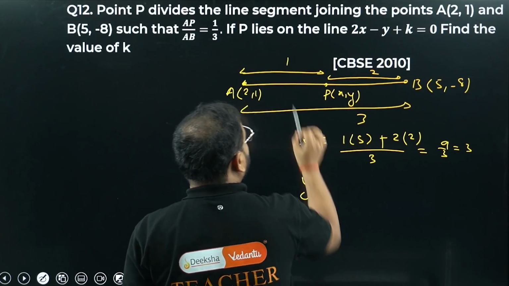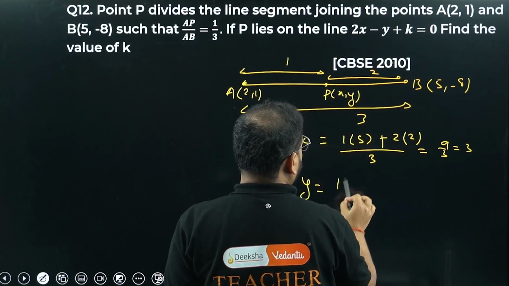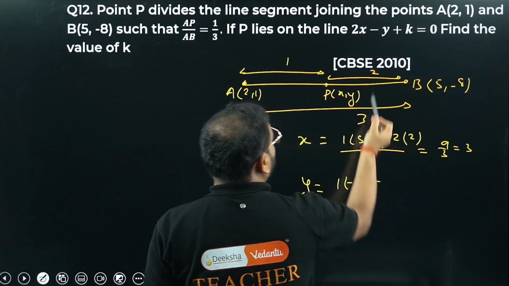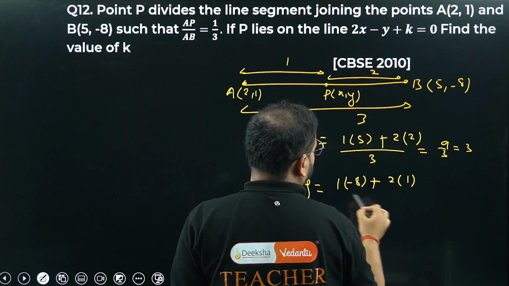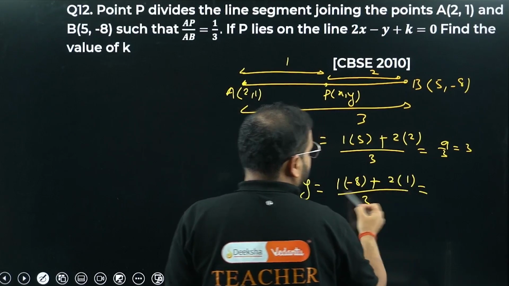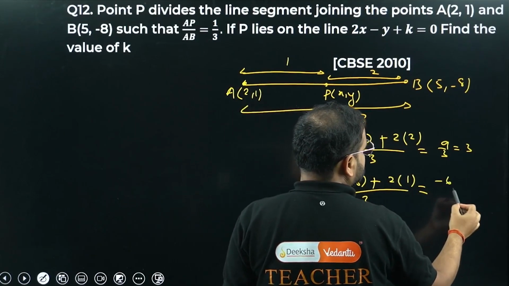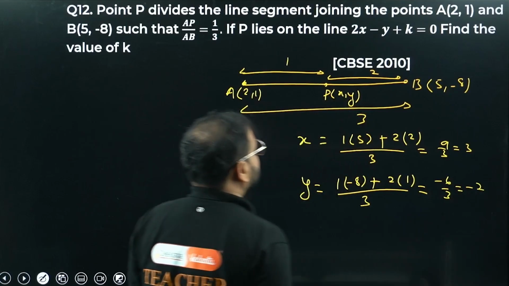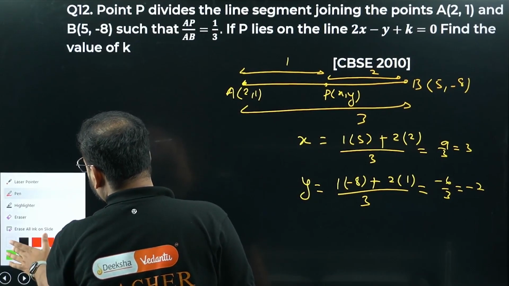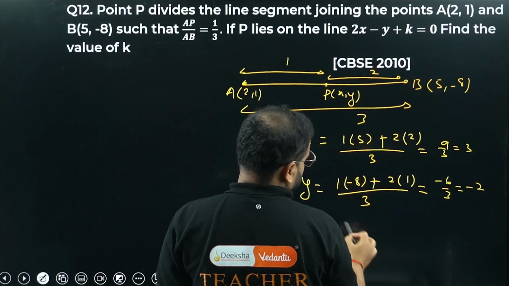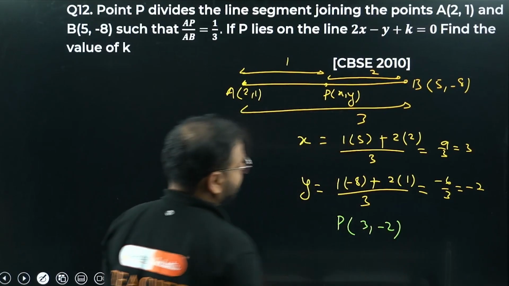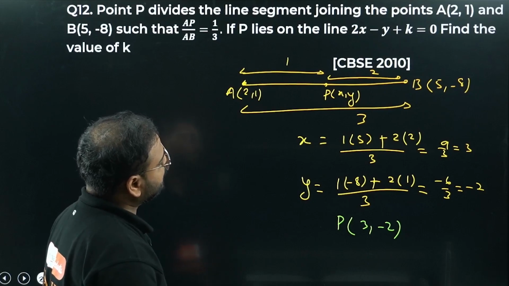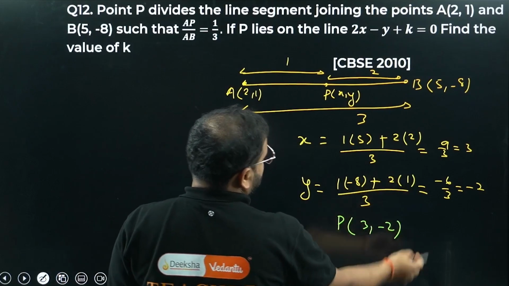The x coordinate is coming as simply 3. Y coordinate, m again. So m is 1, 1 times of minus 8, plus 2 times of 1, upon 3 again. Minus 8 plus 2, so minus 6 by 3 is minus 2. So what's my P coordinate? P is coming as 3 comma minus 2. X is 3, y is minus 2.